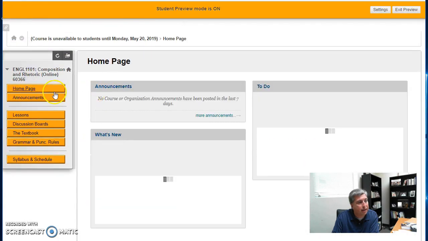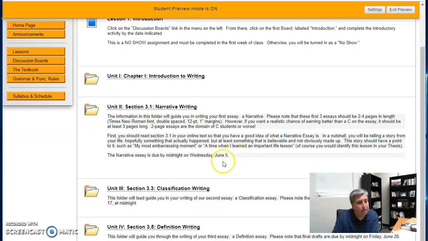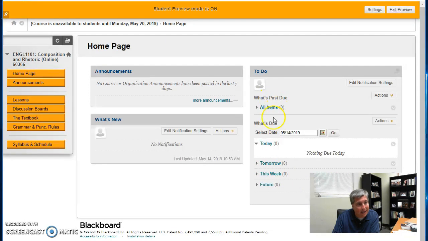Let me say one other thing about due dates. When you go to lessons and you have the due dates that are spelled out here, I have typed all these due dates in. Those are the due dates you should pay attention to. Those due dates should be the same as the schedule that we went over earlier. If they are not, if you see something on the home page, it'll give you what's past due, what's due. Blackboard generates those dates, and they may be accurate, they may not. Sometimes they get all messed up. Sometimes if I have to change something, the change doesn't register in all places in Blackboard.